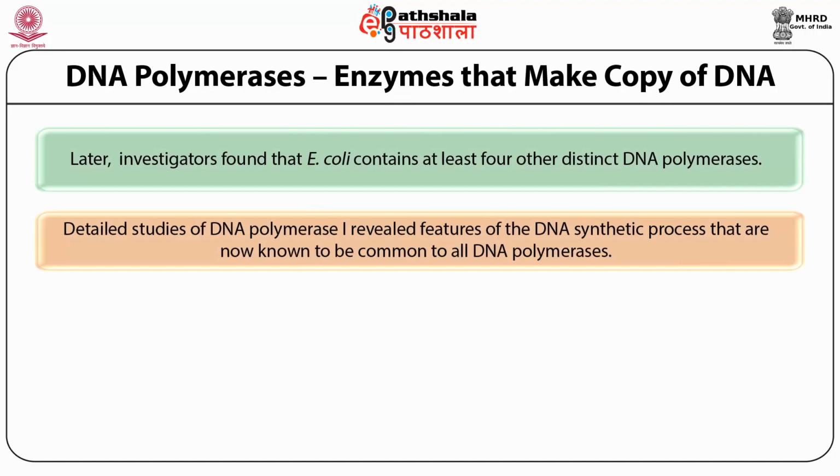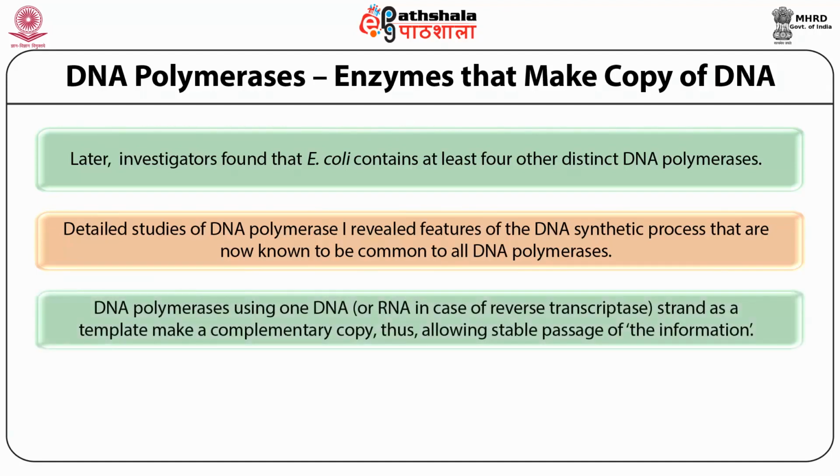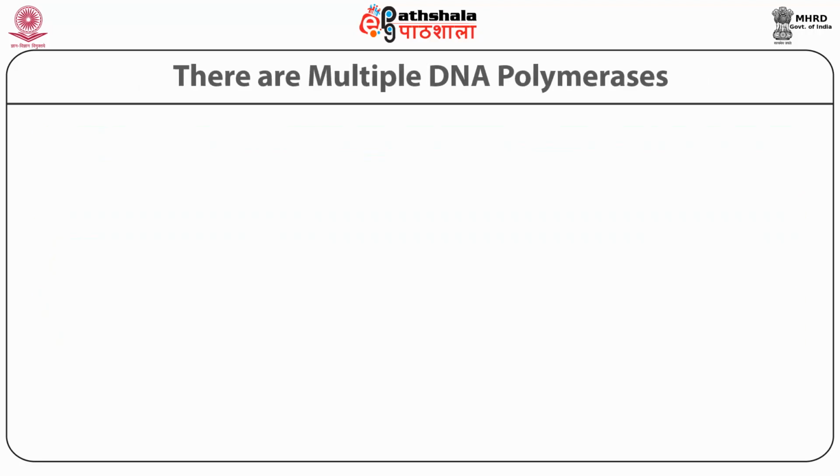Later studies of DNA polymerase 1 revealed features of the DNA synthetic process that are now known to be common to all DNA polymerases. DNA polymerases use one DNA strand, or in other cases RNA in the case of reverse transcriptase, as a template and make a complementary copy, thus allowing stable passage of information from one generation to the next. There are multiple DNA polymerases.